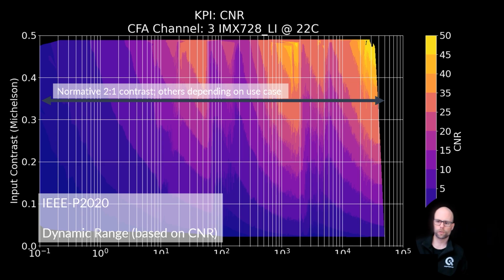So that looks like this. You have, again, a map. On the x-axis, you have the average luminance. On the y-axis, you have the contrast. And then in color, you have your CNR. According to the standard, 2:1 shall be used, but others are definitely a possibility. So now you just have a look at a third Michelson contrast, so 0.33. That is where you need to look if you want to know the dynamic range according to the standard. But with this approach, you can also check at other contrasts.